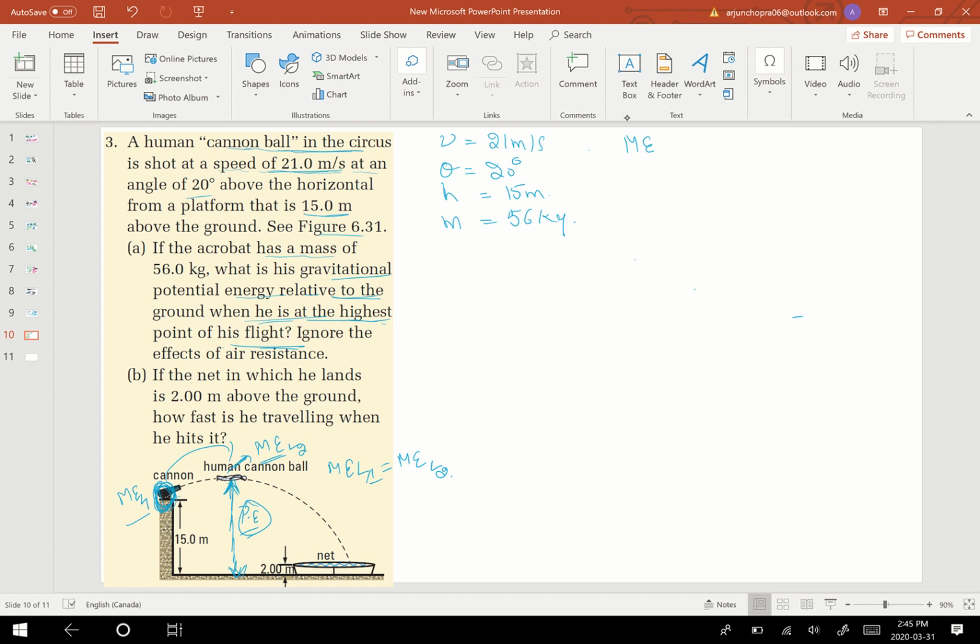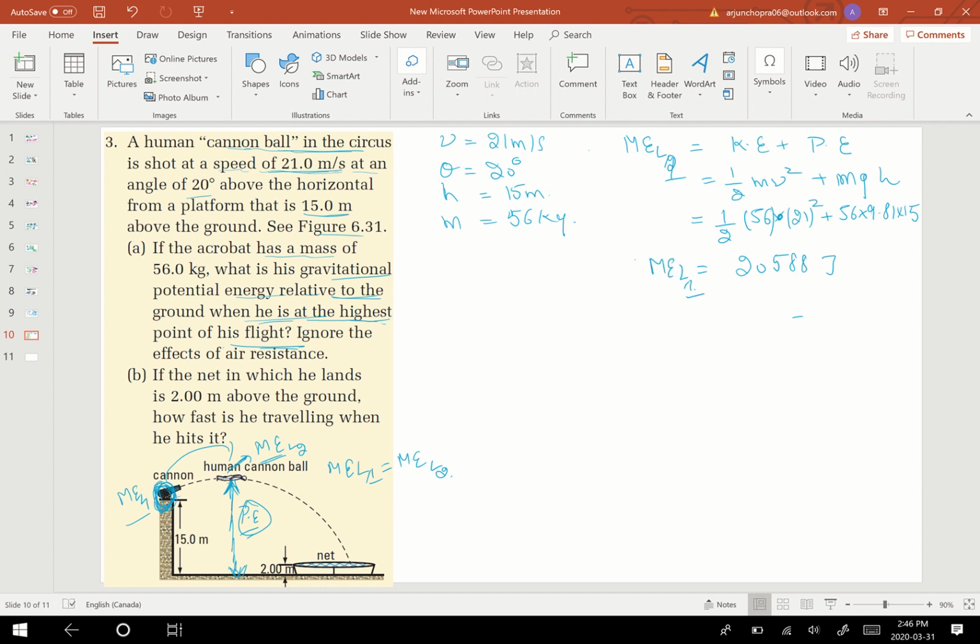First of all, mechanical energy at location 1 will be equal to kinetic energy plus potential energy. So this is equal to half mv squared plus mgh, which is 1/2 times 56 times 21 squared plus 56 times 9.81 times 15, and this value will come out to be 20588 joules approximately, the mechanical energy at location 1.